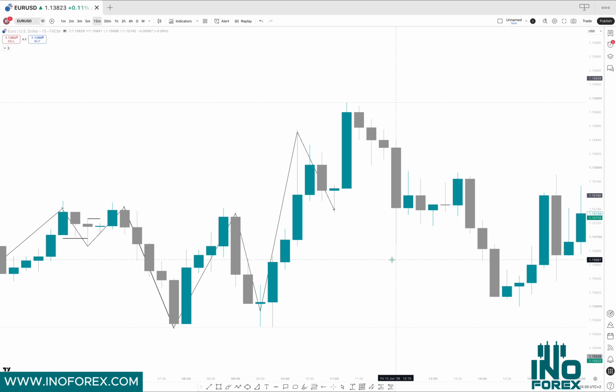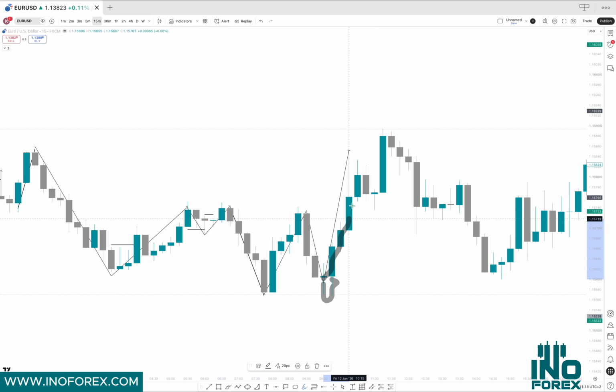But as you see, this is not a valid pullback. Why? Because as you see, this is the high of the candlestick, this is the low of the candlestick. All those candlesticks are between this high and this low. So among these candlesticks, we don't have any candlestick which has taken this candlestick low. That's why this is not a valid pullback. So from here to this point, we don't have a pullback.